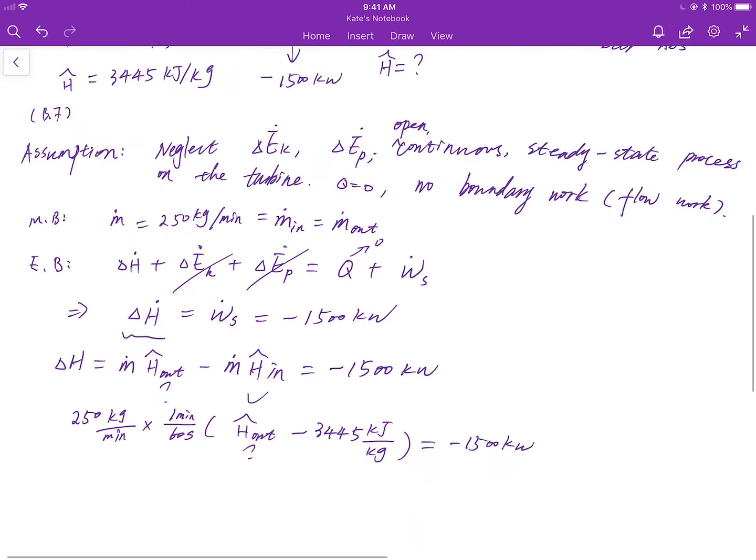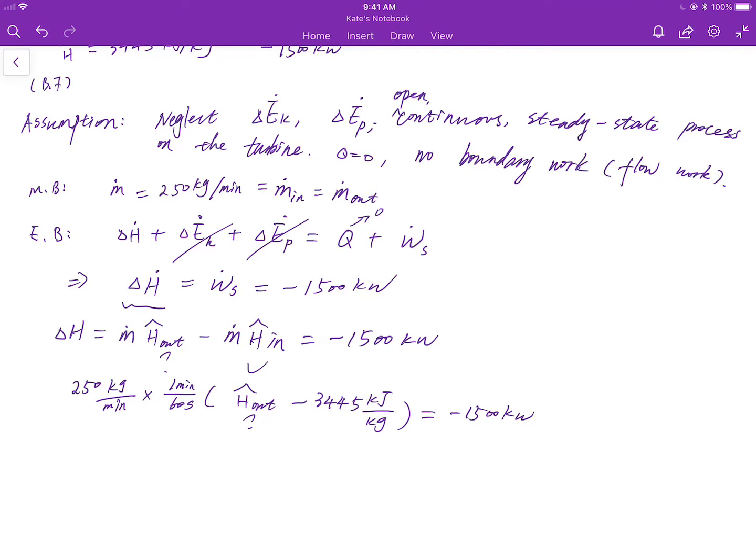Okay, so we have only one unknown variable. It can be solved easily. Take out your calculator, and we can solve that. We get 3085 kilojoule per kilogram. That is the specific enthalpy in the outlet stream.